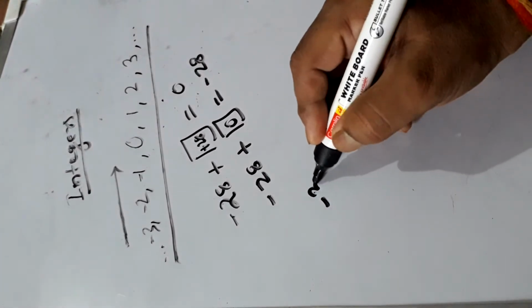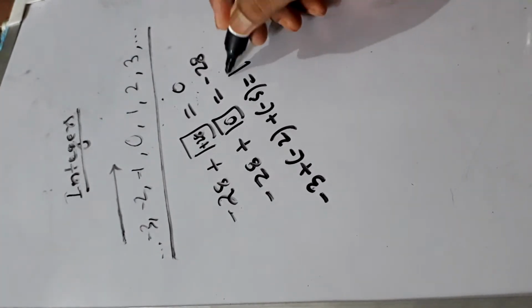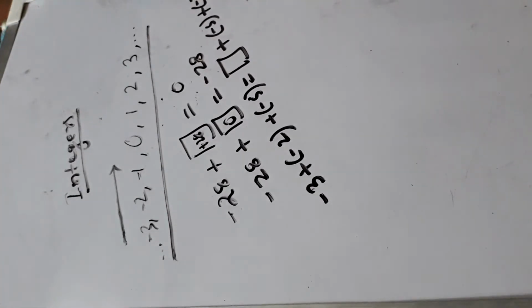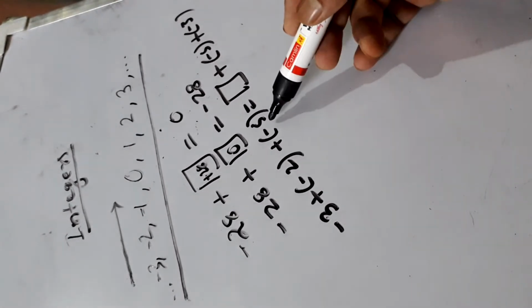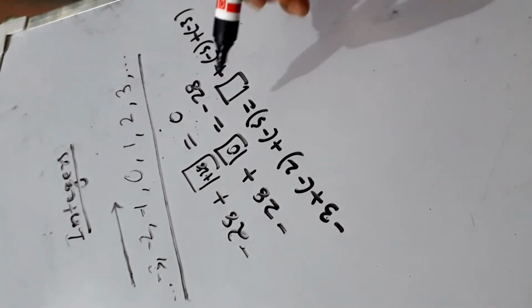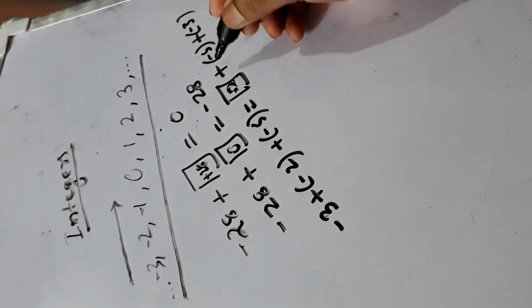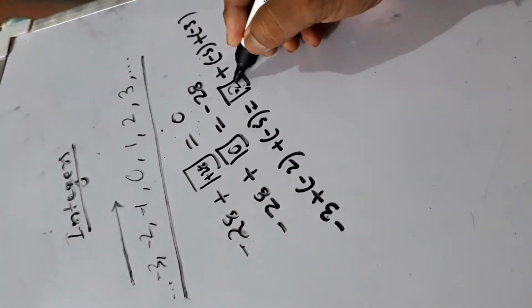If it is given -3 plus -2 plus -5 is equal to -5 plus -3 plus something, we can see here on both sides we have -5, -3, and -2 is missing, so -2 will be written here. In this way we can write the missing number.